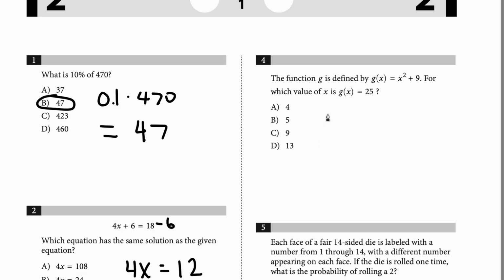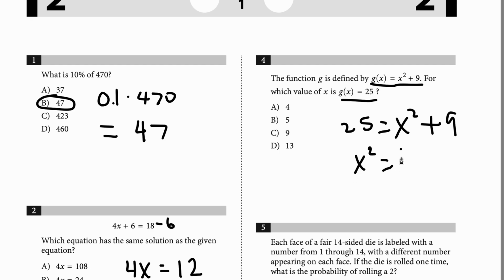So to question 4. The function g is defined by g(x) equals x squared plus 9. For which value of x is g(x) equal to 25? Since there's g(x) here and g(x) here, we put 25 equals x squared plus 9. And we just solve this equation. So we subtract 9 on both sides, which would give x squared equals 16. And then we'd square root both sides for it to become x is equal to 4. So this would be option A.